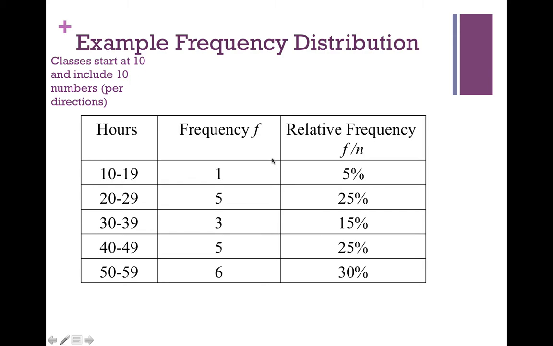Then we calculate the frequency called F. So how many data were between 10 and 19? So if we go back and look at the last slide, there was only one person that studied between 10 and 19 hours. If I count up how many people study between 50 and 59 hours, that was 6.